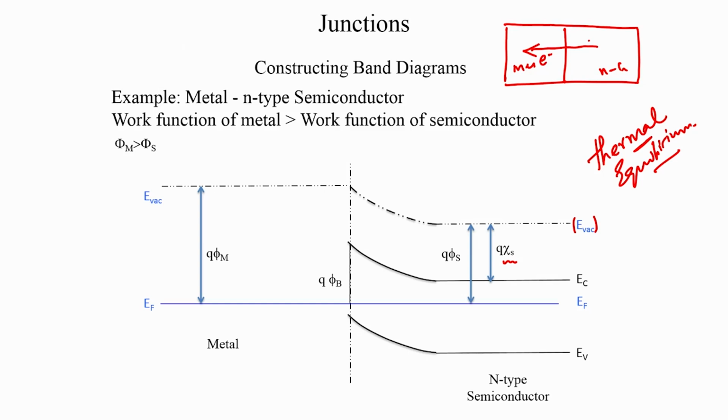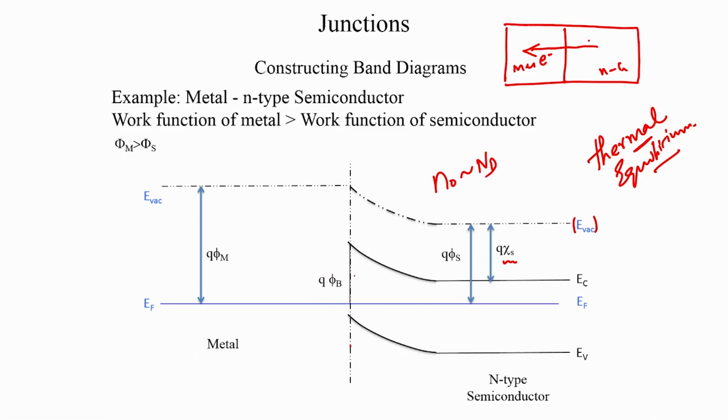So, what do you mean by electrons flowing from the semiconductor to the metal? Let us look at the region close to the junction. The semiconductor has now lost electrons. Initially it had the equilibrium electron concentration, some n0 which was approximately ND, and now the semiconductor has lost electrons because it has donated them to the metal in order to align the Fermi levels.